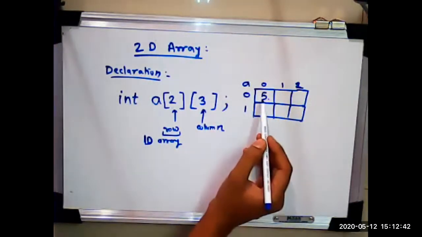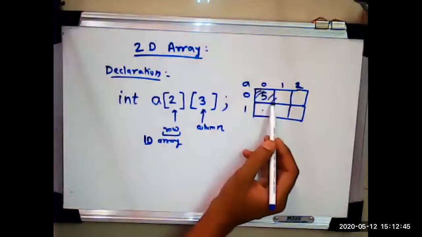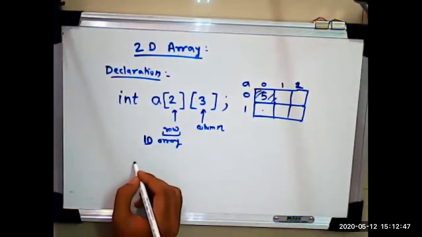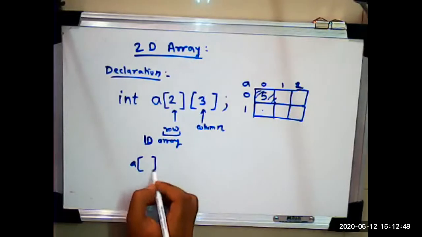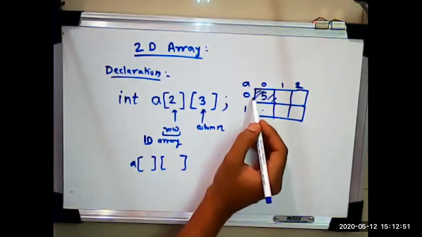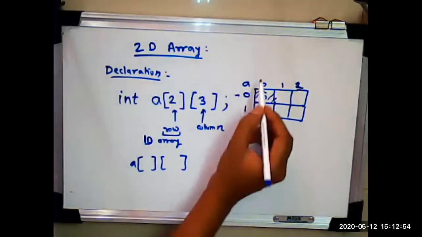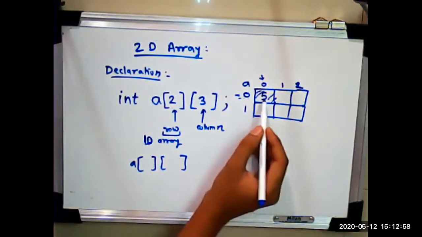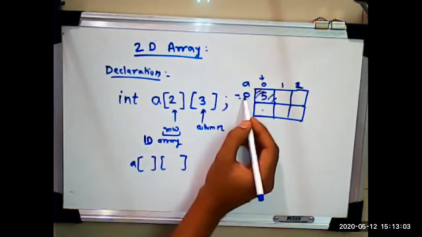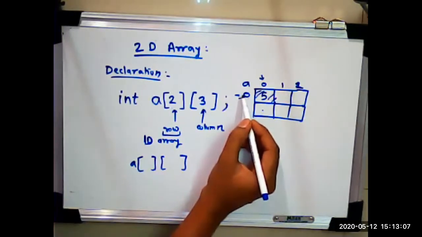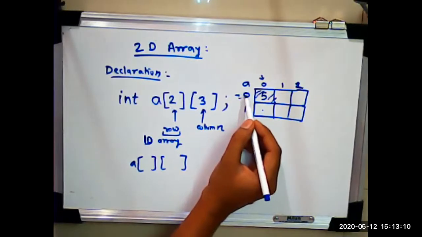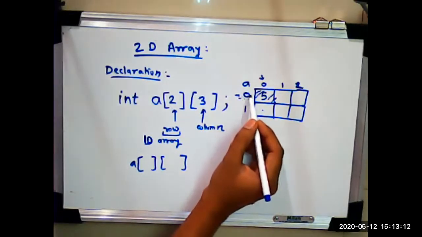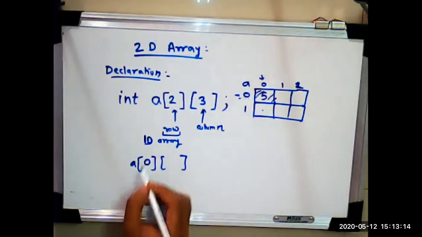Okay, so to access this particular memory, we need to take the help of both indexes. This is the first index, the second index. It is known as a row index, and this is known as a column index. So to access this particular memory, you first need to write the number of the one dimensional array.